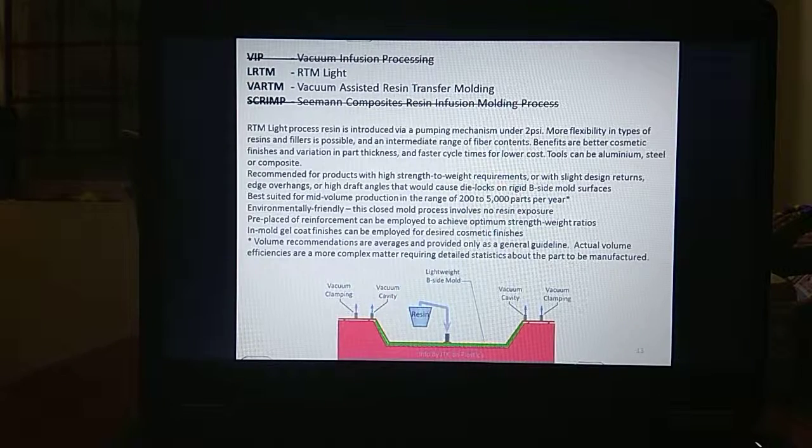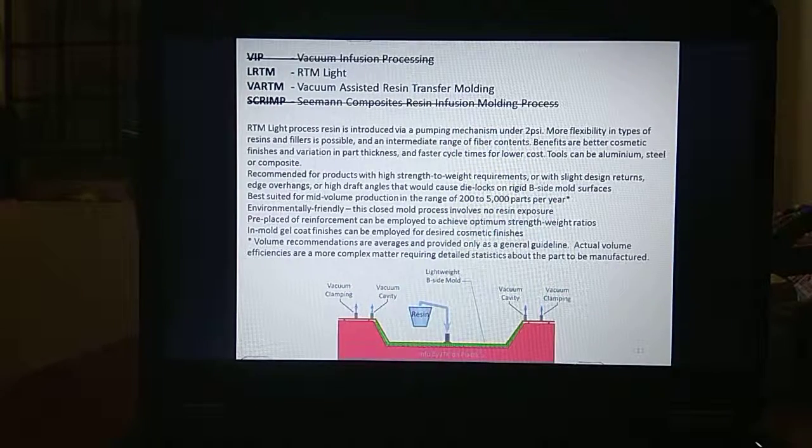It is also environmentally friendly. This is a closed mold process, involving no resin exposure to the environment. Pre-placed reinforcement can be employed to achieve optimum strength and weight ratios. In-mold gel coating finishes can be employed for a desired cosmetic finish.